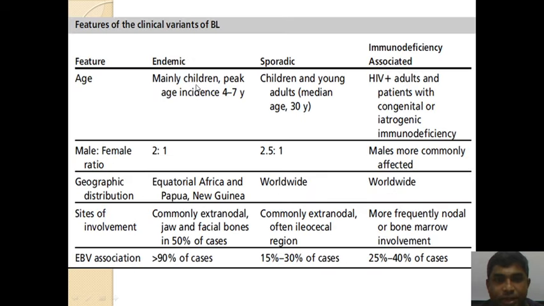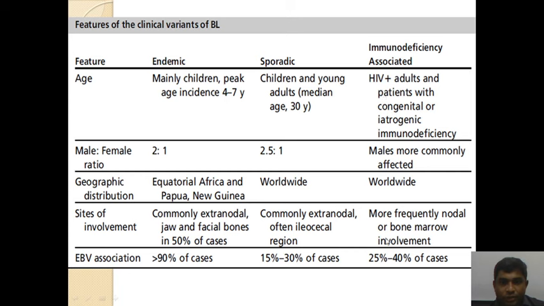There are three types: endemic, sporadic and immunodeficiency associated. And endemic is mainly seen in Africa, whereas sporadic is seen in different parts of the world, and it's a tumor commonly seen in young children, whereas immunodeficiency associated is seen in HIV positive individuals.